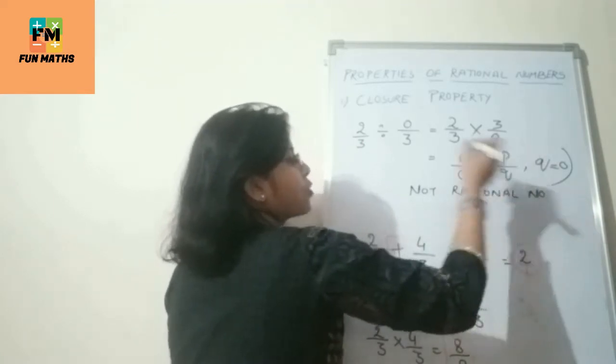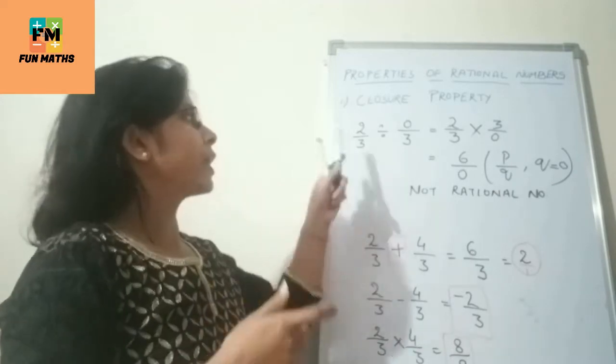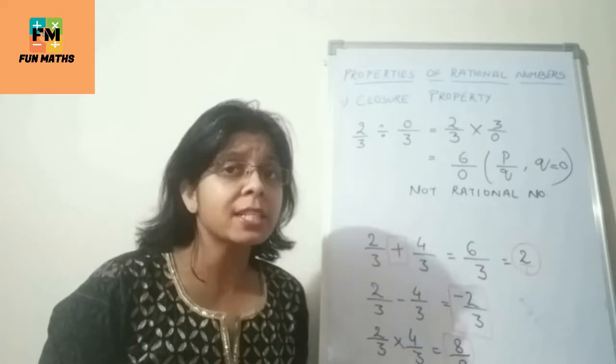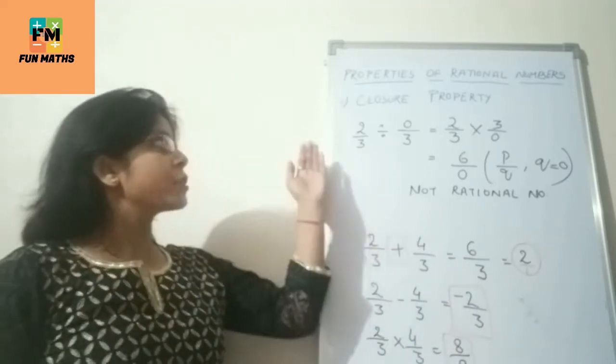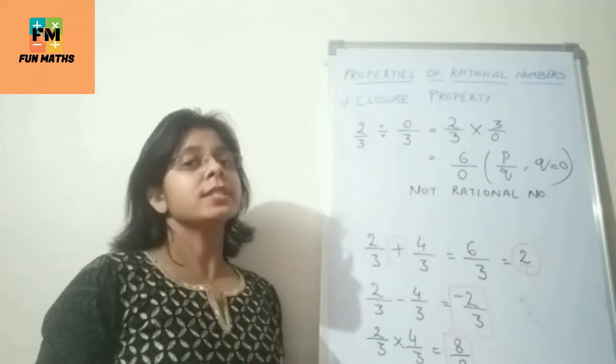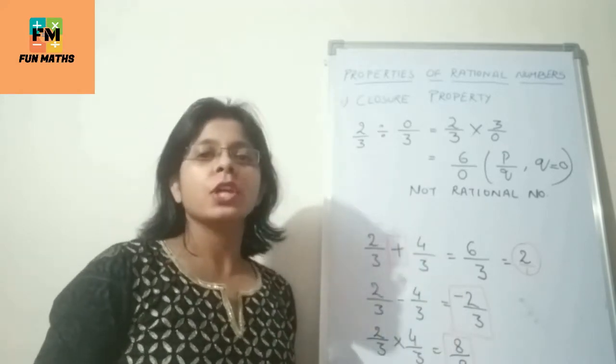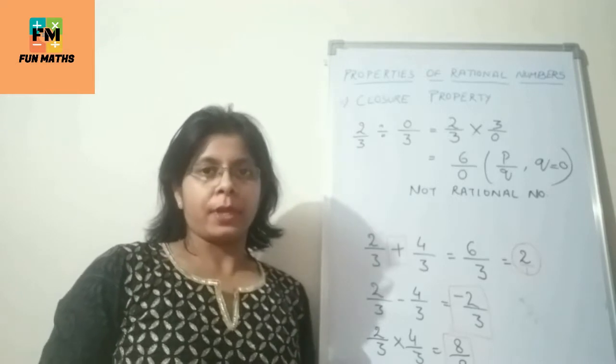rational number, right? So you have seen that when we are dividing two rational numbers, we are not getting a rational number as a result. That's why we conclude that rational numbers are not closed under division. So this is all about the closure property. Let's move to the next property now.